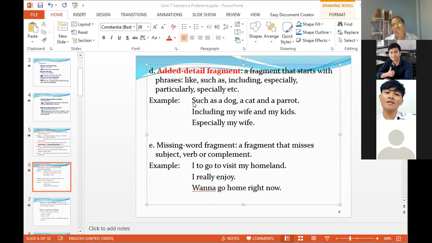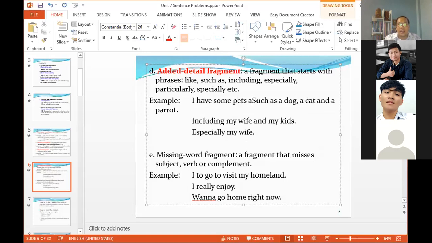Can you correct this sentence? Now, how do you correct this fragment? I have some pets at home, such as a dog, a cat, and a parrot. That's it, right? And now this is called a complete sentence, right?